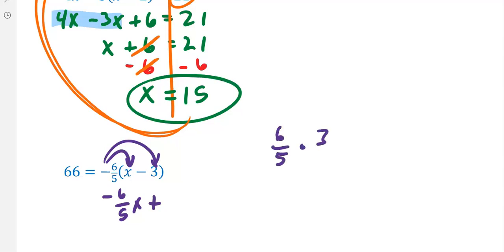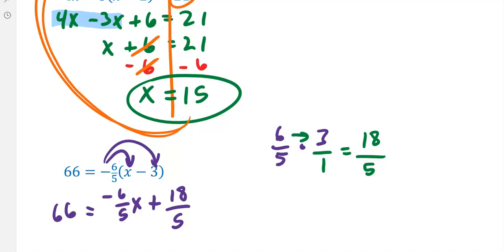I'm going to go over here and work it out. I'm going to change my 3 into a fraction by putting a 1 under it and multiply straight across. 6 times 3 is 18, and 5 times 1 is 5. 18/5. Equals 66.